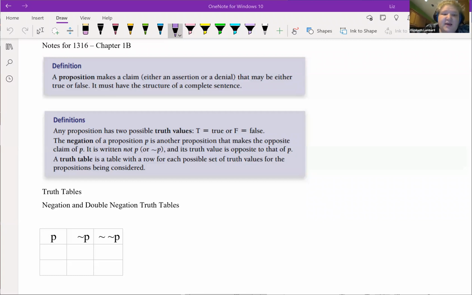All right. Now, any of these propositions have the structure of a complete sentence. So a question is not a proposition. A part of a sentence is not a proposition. So the red house. There's no verb. It's not a complete sentence. But the red house is over there. That is a claim that I can say is true or false once I figure out what they're meant in the sentence. So it may not be easy to determine it, but there is a true or false value that can be assigned to the sentence.